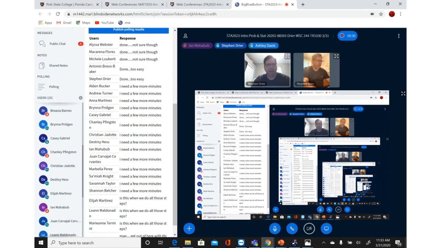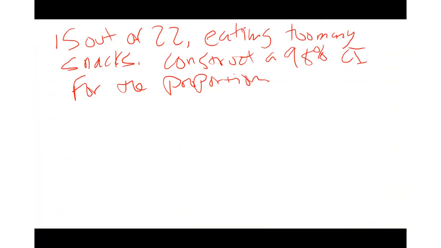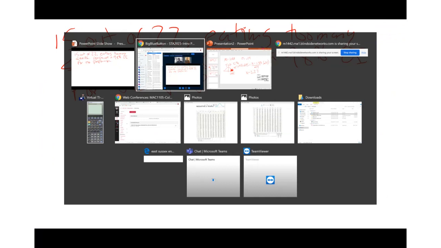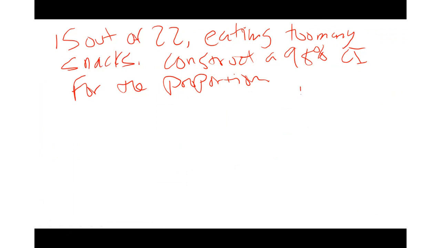I'm gonna go ahead and we'll work through this one together. And by together, I mean I'll do it for you again. So first thing we got to do is figure out what 15 over 22 is. That's 15 divided by 22, which gives us 0.68. So we would say that P hat is equal to 0.68. Now, from there, part A would be you draw the picture.